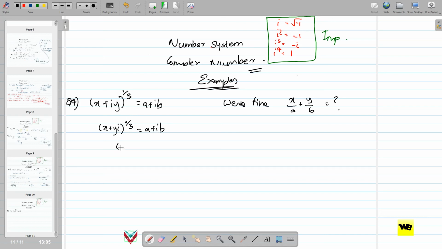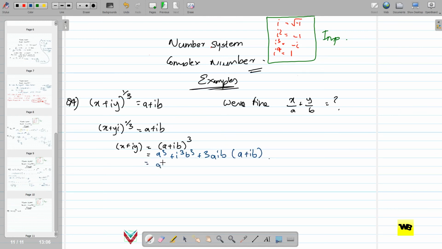We will just take it as x plus iy equals (a plus ib) raised to cube. So we get that x plus iy equals (a plus ib) the whole cube. Now just solve the value of the cube. We can do it in this manner. We know that (a plus b) the whole cube is like this: a cube plus i cube b cube plus 3aib (a plus ib).